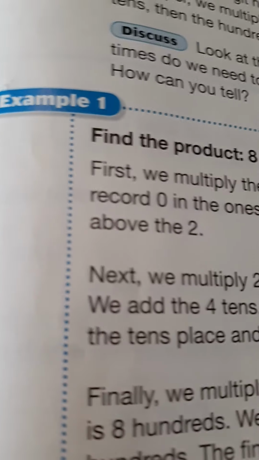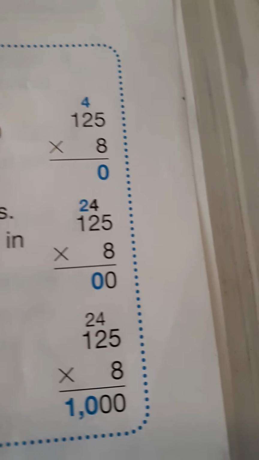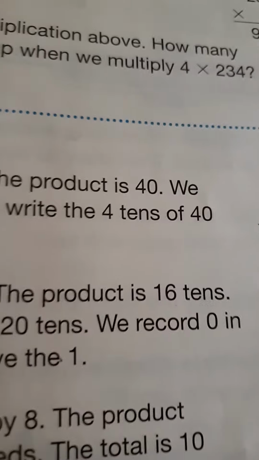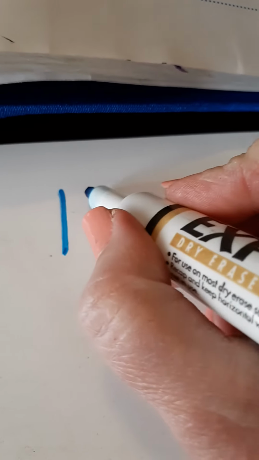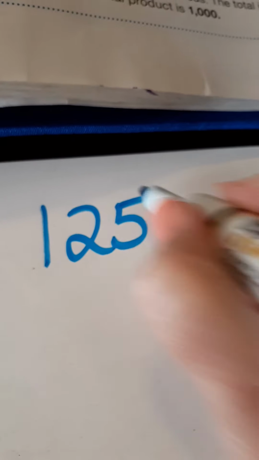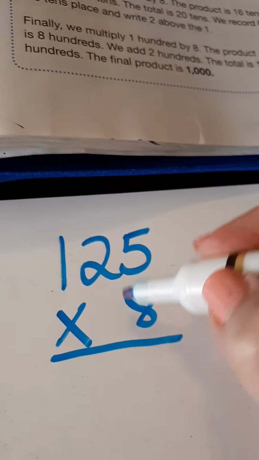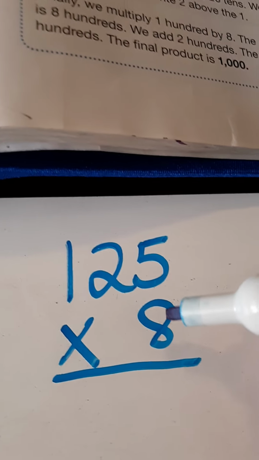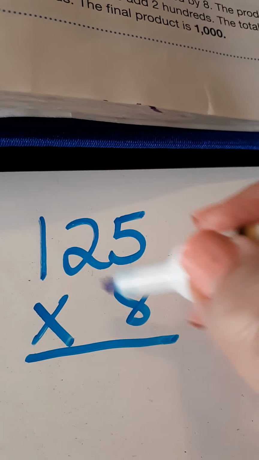Okay, so here's another example. Find the product of 8 times 125. And you can see they've got it over here on the side of your book too. Notice they put the 125 on top and then times 8. That is a very good suggestion. So let's see if we can do that on our board here. 125 times 8. Okay, so here we go. 8's a big number, and it's okay to look in your times tables chart if you have to, if you're not remembering your 8s. So we have 8 times 5, then 8 times 2, then 8 times 1.